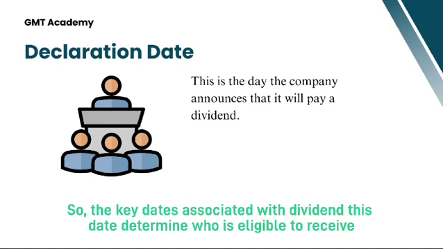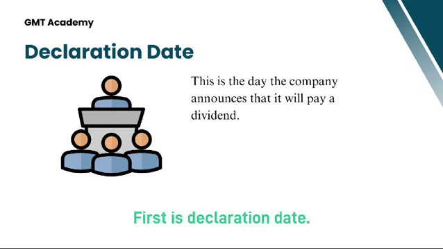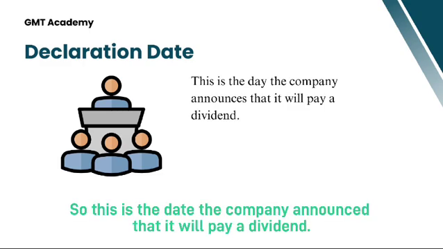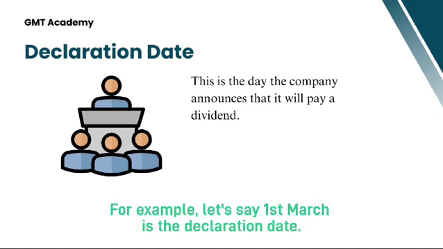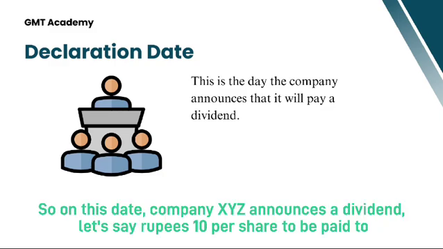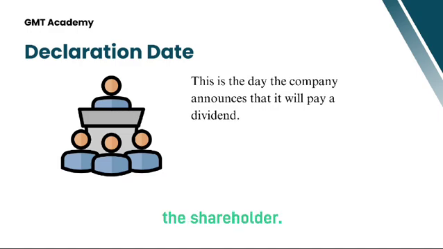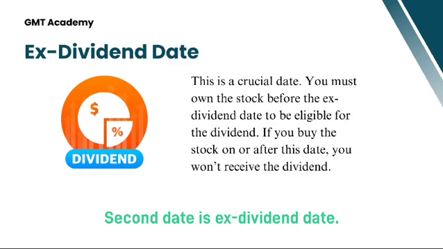Now, here is something important for all of you to understand, especially for interviews. The key dates associated with a dividend determine who is eligible to receive dividends. First is the declaration date. This is the day the company announces that it will pay a dividend. For example, let's say 1st March is the declaration date. On this date, company XYZ announces a dividend, let's say rupees 10 per share, to be paid to the shareholders.